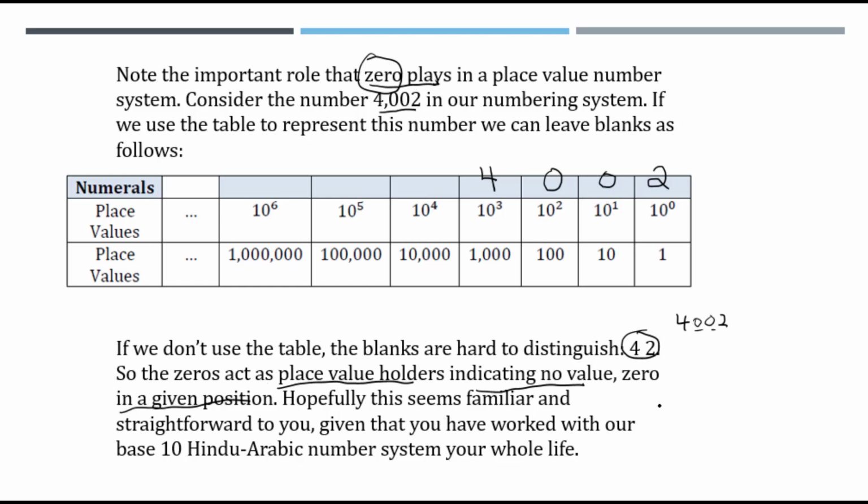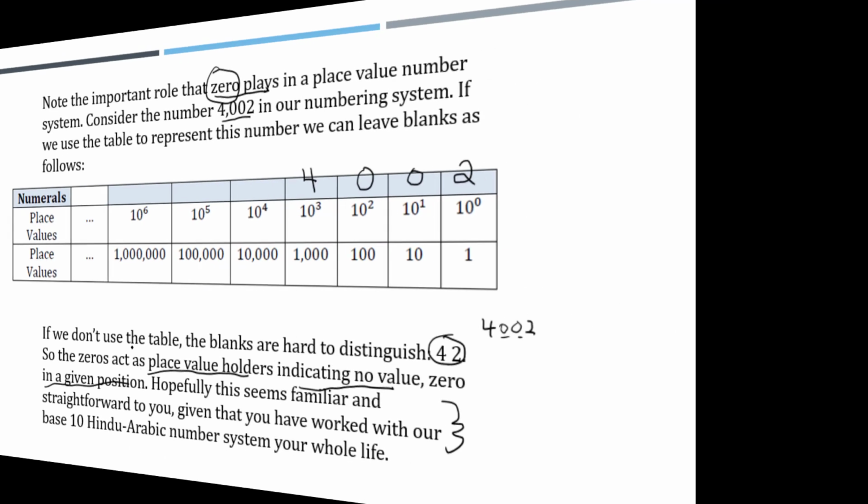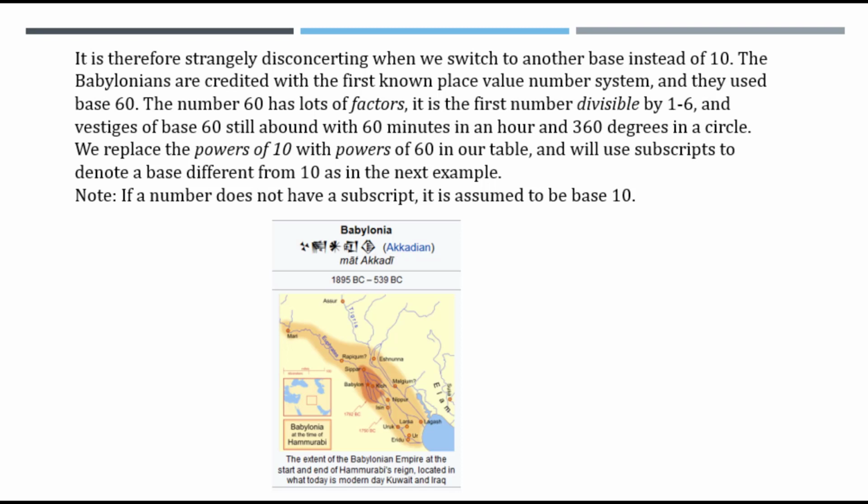This is very familiar to you, I understand that. But it's so familiar that most students have difficulty when we switch place value systems. And we're going to do that because the first place value system was the Babylonians, and we're going to take a brief look at them. Because you know your base 10 system so well, it is strangely disconcerting when we switch to another base.